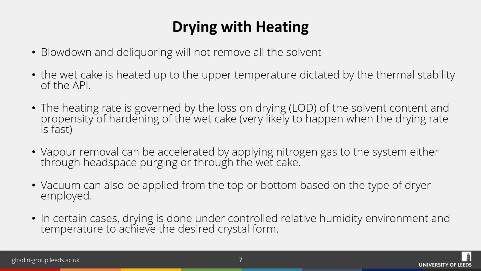So by applying nitrogen gas, we can actually help to speed up the vapor removal, either through headspace purging or through the wet cake. And in some cases, the drying can be done under controlled relative humidities and temperatures to help achieve the desired crystal forms.